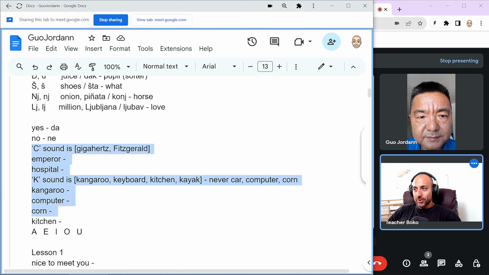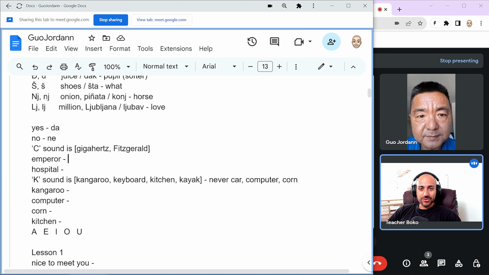So this little part, before we actually start with lesson 1, is just about reading. We should say Serbian is a completely phonetic language. So every letter has only one sound. So this can only be ts. It can never be k. This is always ts, like tz in English, like gigahertz or something. So that's the ts sound.